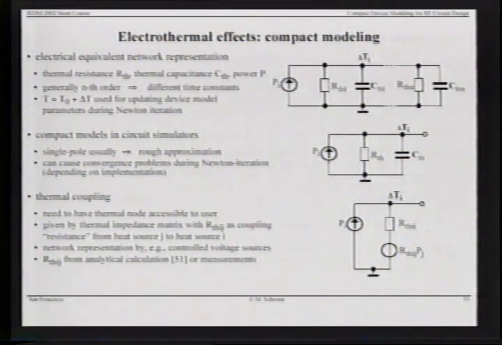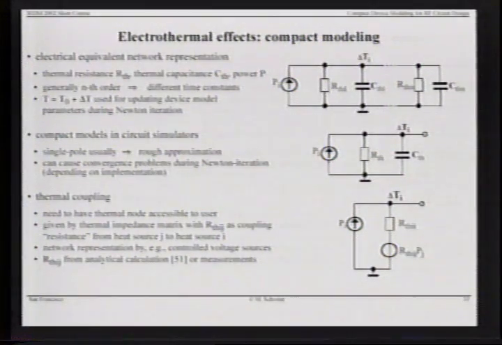And what we do usually is we construct a lumped element representation with an infinite number of R's and C's, or a finite but large number of R's and C's, driven by the power source, which is a current source here. And the result is the difference in the temperature. So it's an additional temperature to the device temperature.